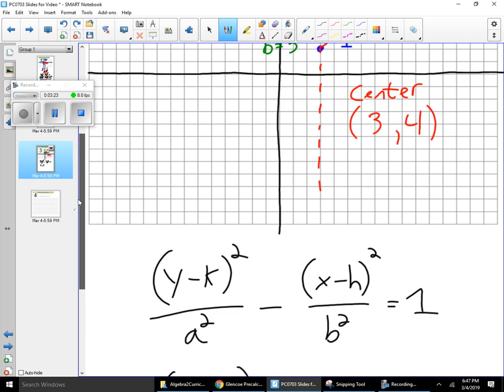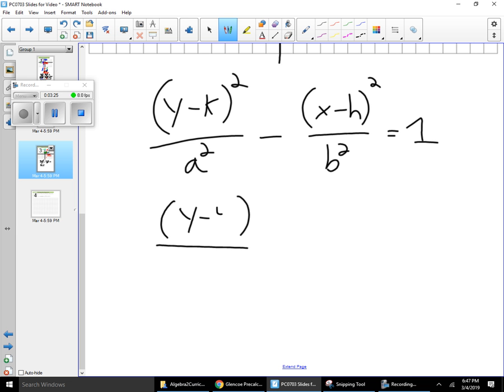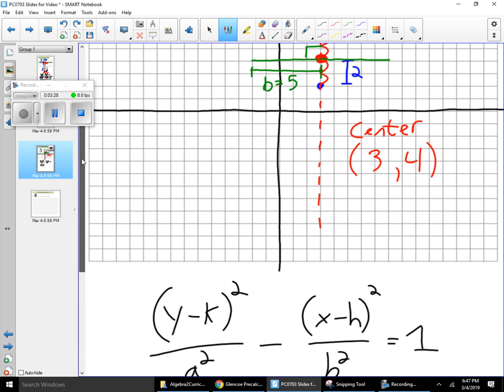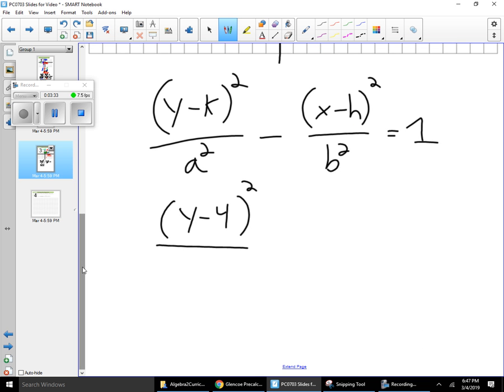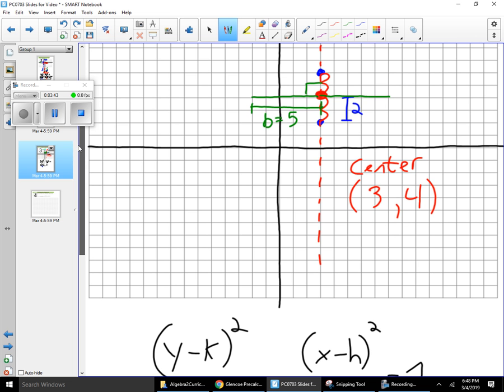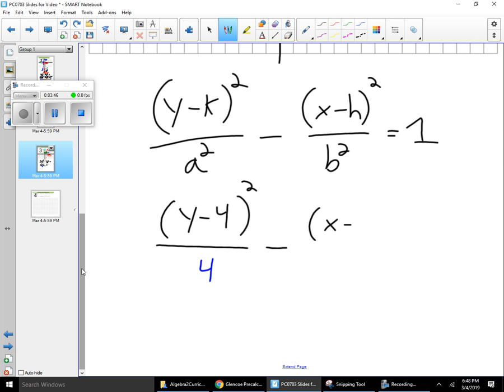My k value is 4, so this will be y minus 4. My a value is 2. Be careful. 2 is not what goes in our denominator, but rather 2 squared. 2 squared is 4. Nice little minus sign there. x minus h. h is 3. Quantity squared. All over 25. Again, that 25 coming from half the length of the conjugate axis. That was 5. And then we square it to get a 25.